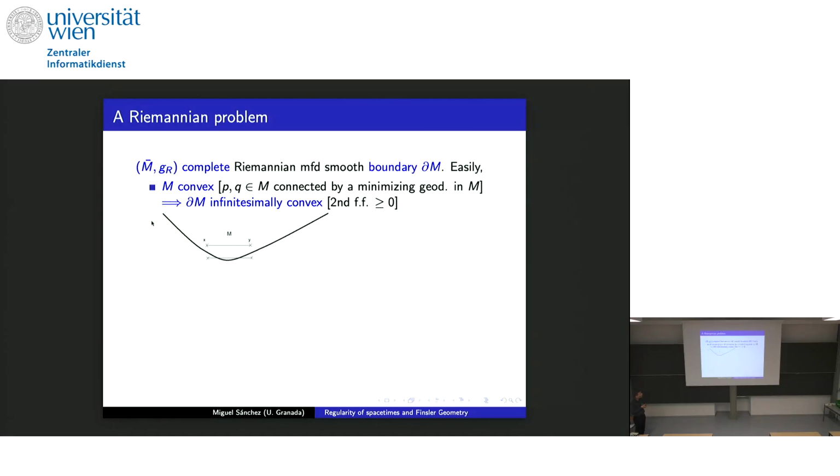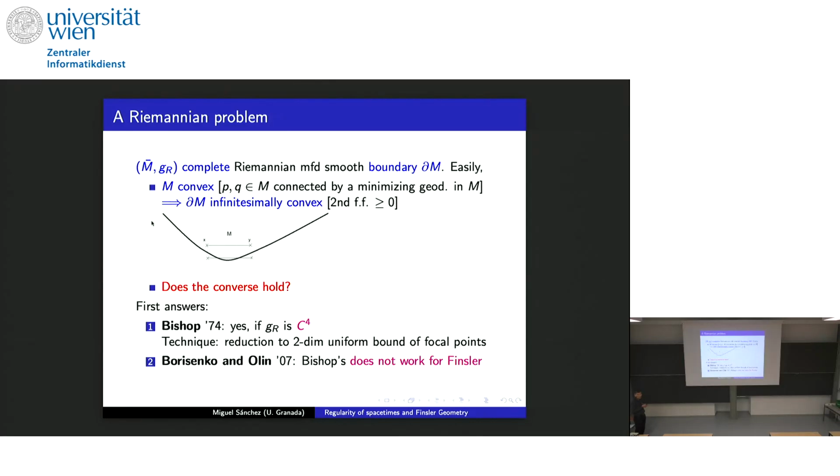Now, one can wonder to what extent the converse holds. That is, whether infinitesimal convexity will imply that the interior is convex. Bishop gave a positive answer in an old paper under C4 smoothness. Borisenko and Olin pointed out that Bishop's technique does not work in the Finslerian setting because he makes some reduction to a two-dimensional problem which is not valid there.